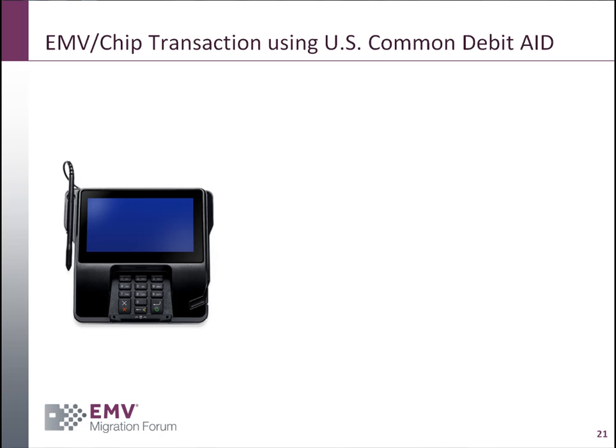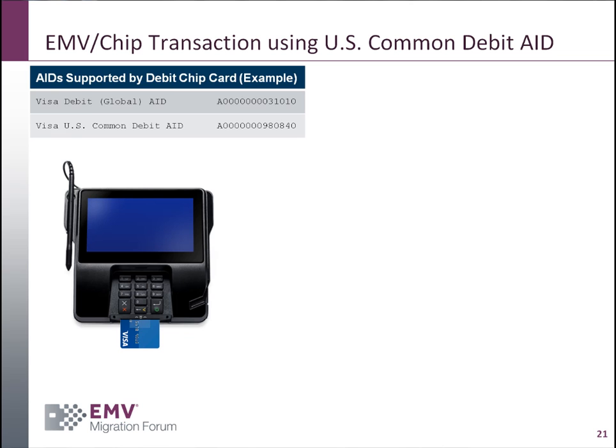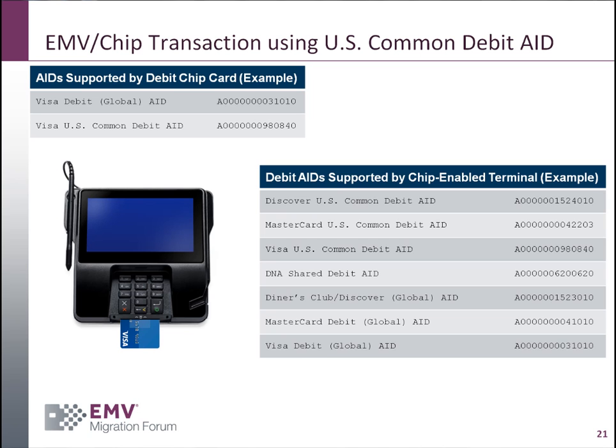Now let's look at an online debit transaction involving a contact chip card and a chip-enabled POS device. The concepts that are described here are also relevant to ATMs. The chip card will be inserted into the terminal and must remain there for the duration of the transaction. In our example, we have a U.S.-issued Visa Debit Chip Card with two AIDs, a Global Debit AID and the Visa U.S. Common Debit AID. Our chip-enabled terminal supports numerous AIDs, including the ones listed here.